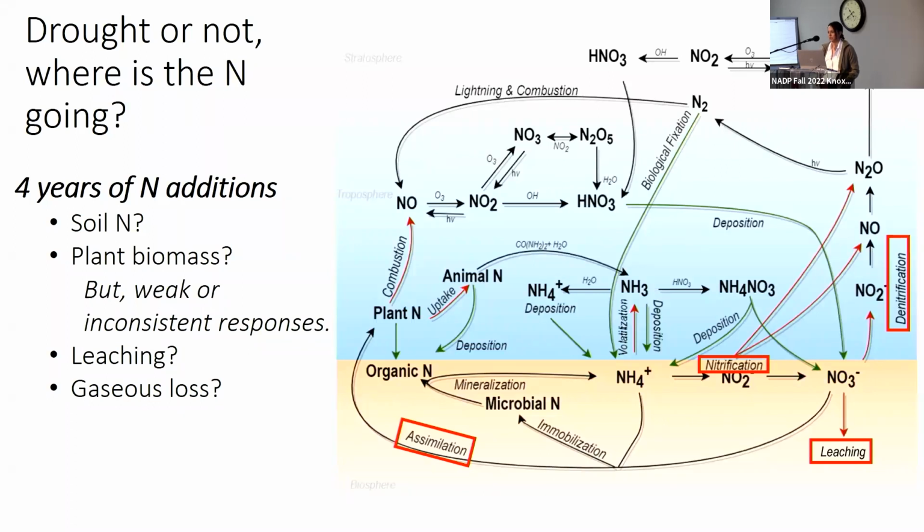It could also be going to plant biomass, but remember we did find some weak and inconsistent responses. I do have plant tissues that we collected in the final year, but I'm still working on the data for that. We could also have some leaching, where nitrate is pretty mobile, but I think it's highly unlikely during the drought years where I didn't see any nitrate accumulation. We can also have some gaseous loss, abiotic gaseous loss, or even loss through microbial-mediated activities like nitrification and denitrification.